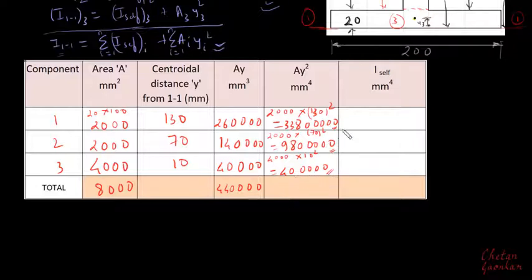So if I add these three values, I should get 44,000, and then three more zeros, 000. So this is the total of this term, the A y square term. And then finally I self.